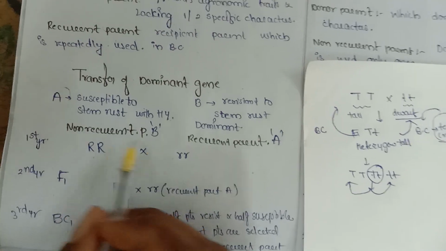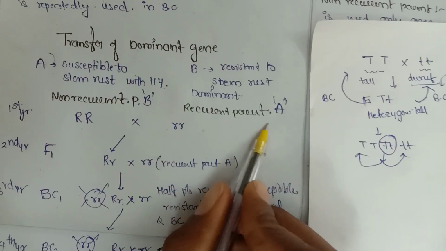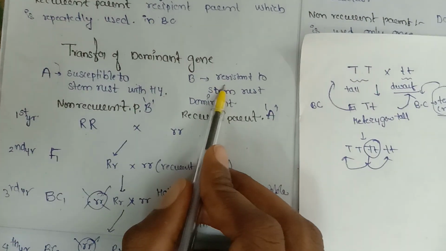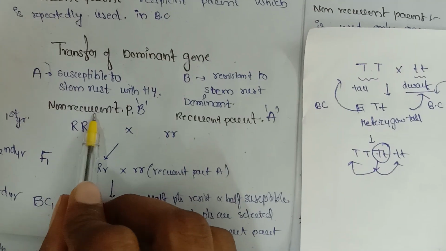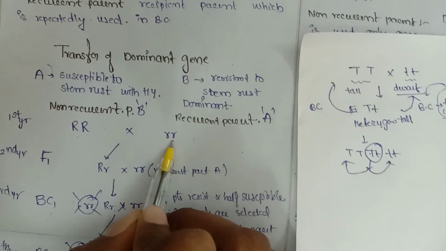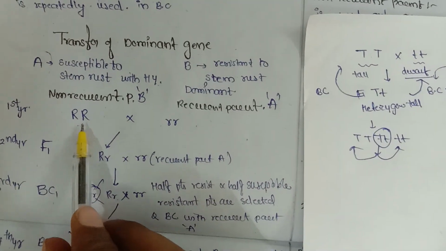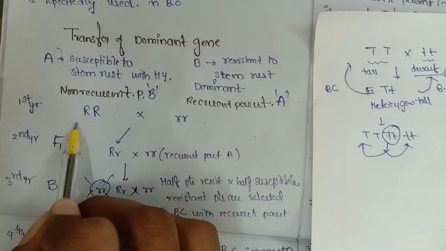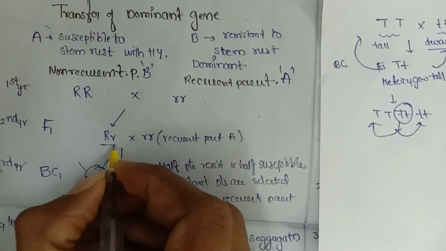It is strain A, and strain A and strain B are crossed in the first year. The strain A is the recurrent parent as it is lacking the resistance, and the strain B has the resistance and is donating the gene to the recurrent parent, so it is a donor or non-recurrent parent. And the recurrent parent is the recipient parent as it is receiving the gene from strain B. In the first year, the non-recurrent parent and recurrent parent are crossed, capital R crossed with small r, so we get the progeny heterozygous, capital R small r.